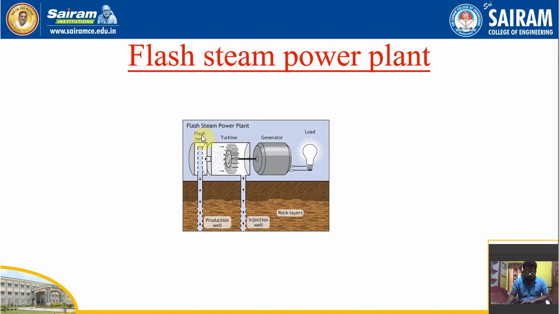So the figure is something like this. There is nothing much different between the dry steam and flash steam power plant. The injection well and the production well are the same, but there is a flash tank which is mainly used for the purification of steam and the pressure regulation of the steam.